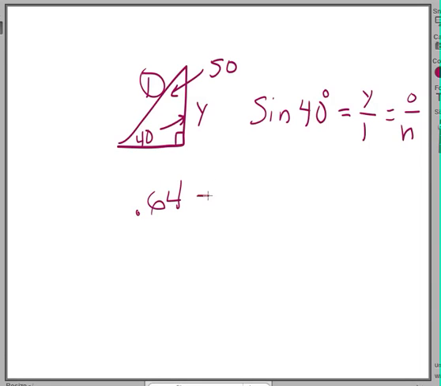So 0.64 is equal to y over 1. That means that y must equal 0.64 units. If this is 1 and this is 0.64, well, that makes sense, because the hypotenuse is always the longest side in a right triangle, and all these trig functions pertain only to right triangles at this time. So that's how we use the trig functions.